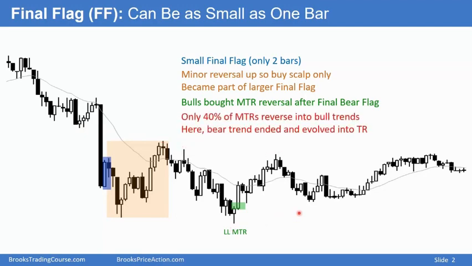I think it's important to remember that even a good-looking major trend reversal like this only has a 40% chance of reversing into a bull swing or a bull trend. Most of the time, either the bear trend resumes or the market goes sideways. And here, the bear trend ended and the market went sideways for about 30 bars, and then we got a higher low major trend reversal and another attempt up by the bulls. However, it still leads to a profitable trade, a profitable swing trade.